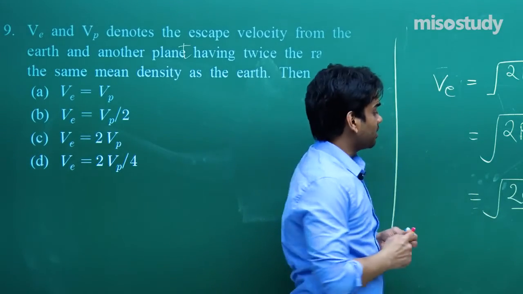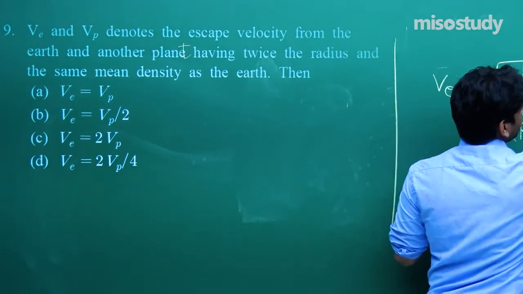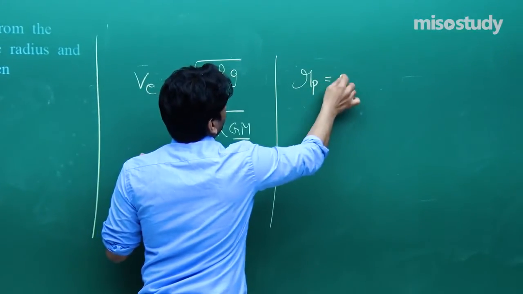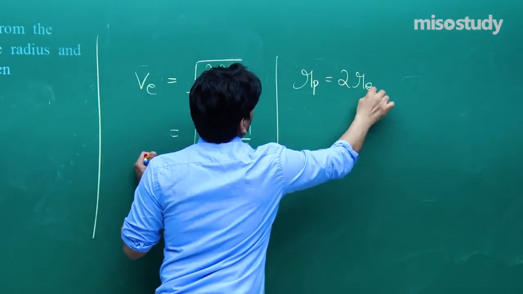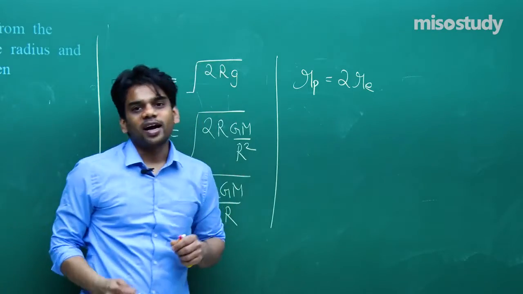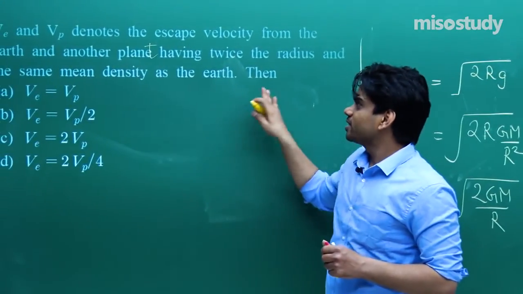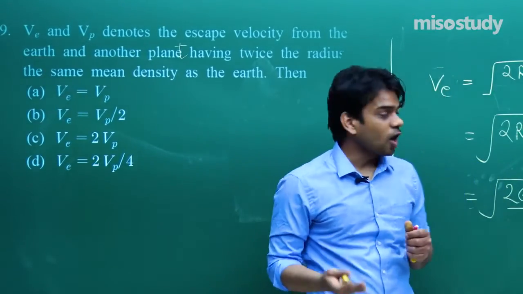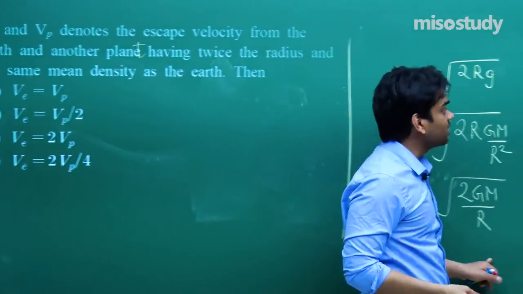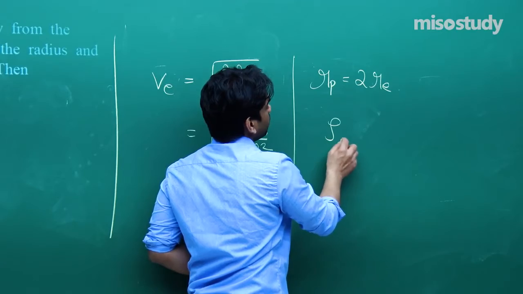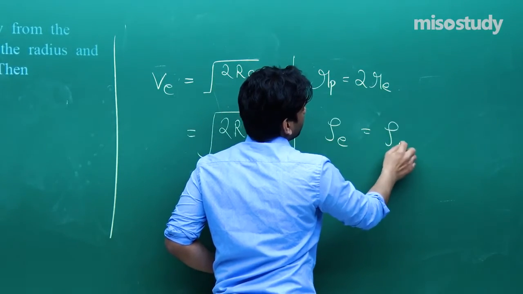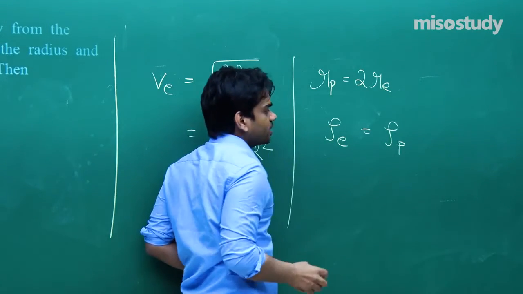So it's given that the radius of the planet is twice the radius of Earth. So Rp equals 2Re, that I have written. Twice the radius and the same mean density as the Earth. Density is the same. So how can we find out the relation? The density is the same, so density of Earth is equal to density of planet.